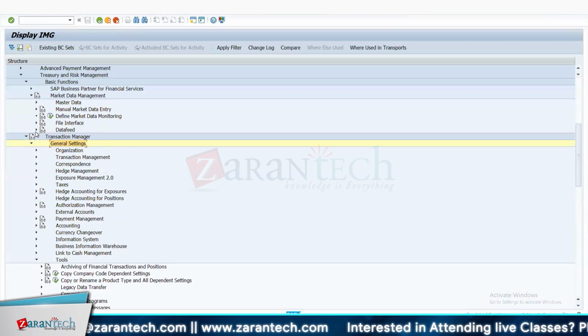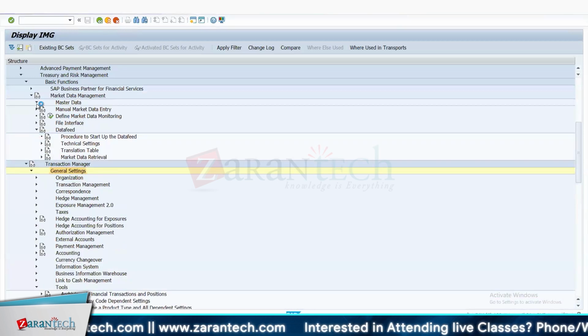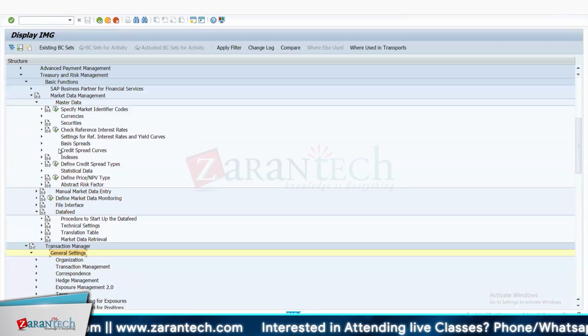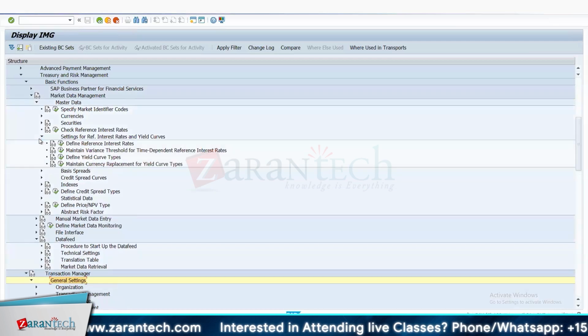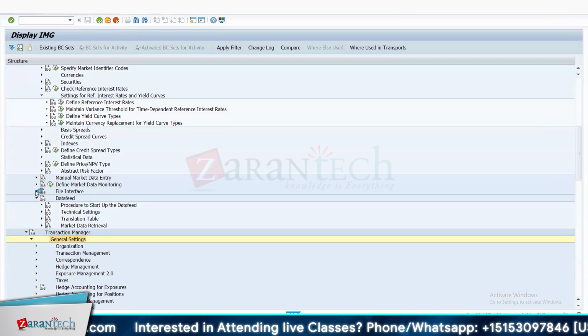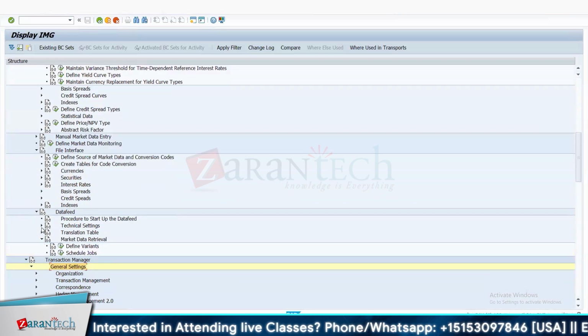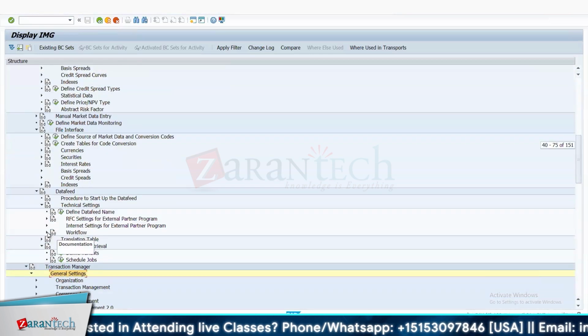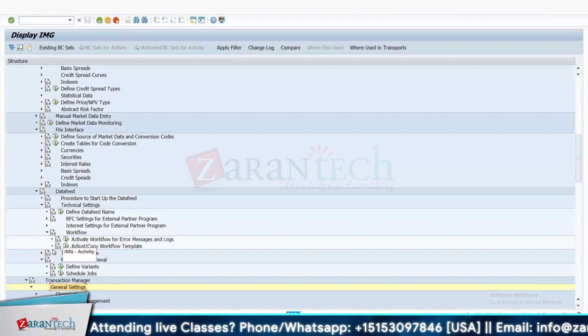Maybe a data feed file interface. I think it should be under master data. Yeah, under master data we have these settings for data, yield curves for the Bloomberg. Trading platform is there actually. Technical settings or table. So there's a place where you can configure the ticker setup. So check on that ticker thing.